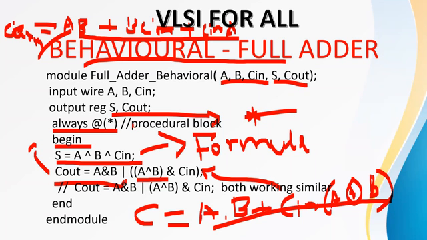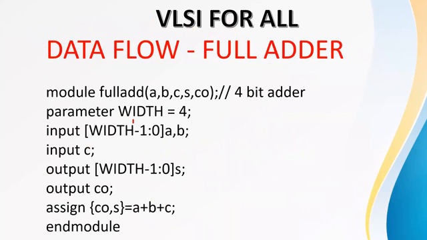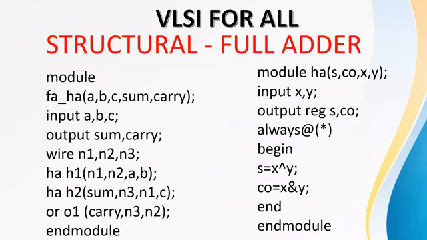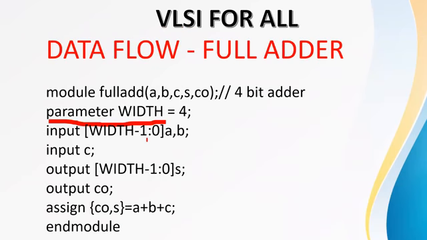And coming to data flow, this is the parameterized full adder. For example, we want a 4-bit adder. So how do we define it? A 4-bit adder adds 4 bits simultaneously. How does it do that? Here we are defining the input as a vector. This itself is a vector.